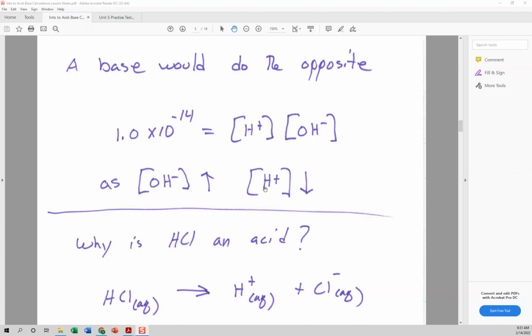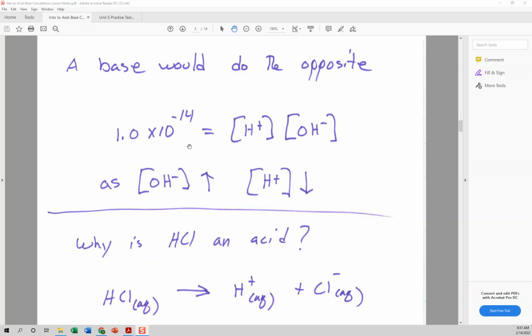So that's our starting point for those concentrations. And a base is something that, when I add it to the water, is going to make the concentration of hydroxide greater than 1 times 10 to the negative 7. But again, this always has to be true in a water-based system. So as this goes up, this is going to have to go down to maintain that equilibrium position, that KW.